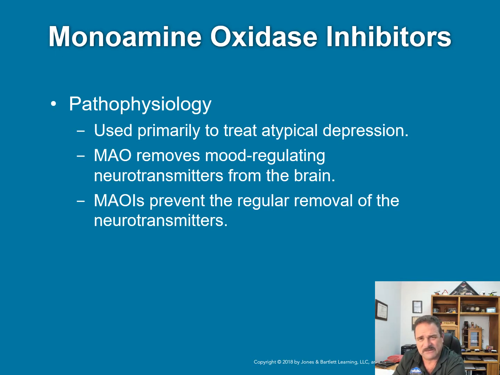Monoamine oxidase inhibitors, MAOIs. MAOIs are primarily used to treat atypical depression. Norepinephrine, serotonin, and dopamine are the primary neurotransmitters that assist with improving mood and affect. Monoamine oxidase, or MAO, is an enzyme that removes these neurotransmitters from the brain. MAOIs prevent the regular removal of the neurotransmitters. At toxic levels, they can block these enzymes for a short or long duration based on the medication.